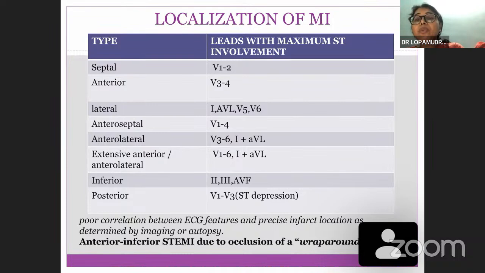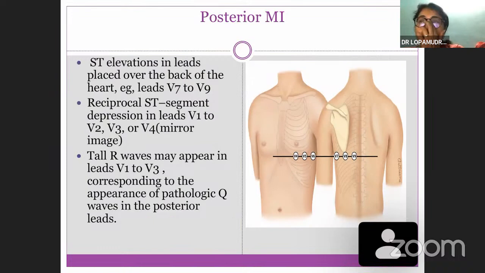So if we suspect a posterior MI, because reciprocal ST depression is present in V1 to V2, that is the mirror image, then we have to use the posterior leads, that is V7, V8 and V9, which might indicate the ST elevation. And in these cases, we have to remember that even 0.5 millimeter ST elevation may be significant.